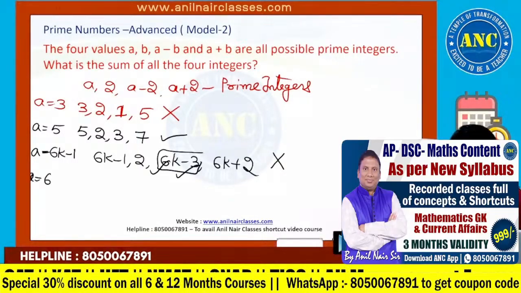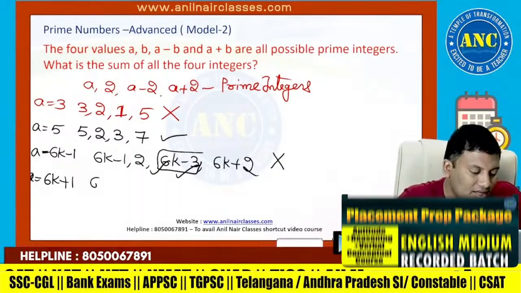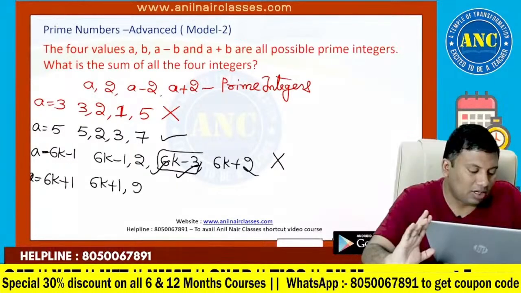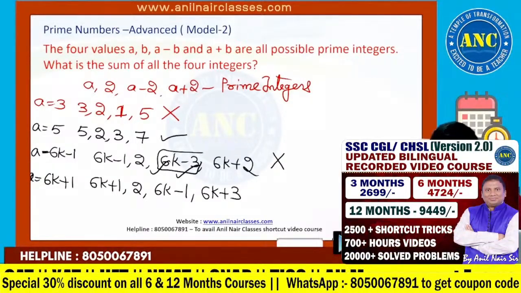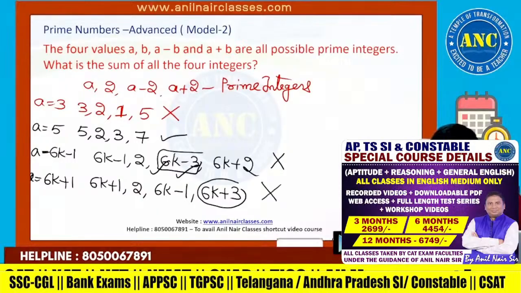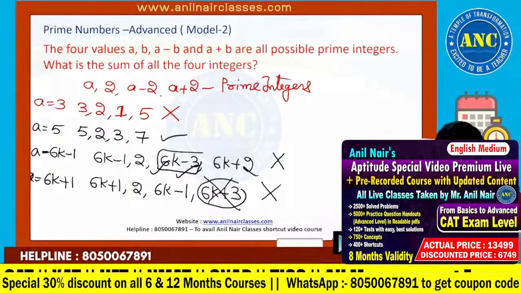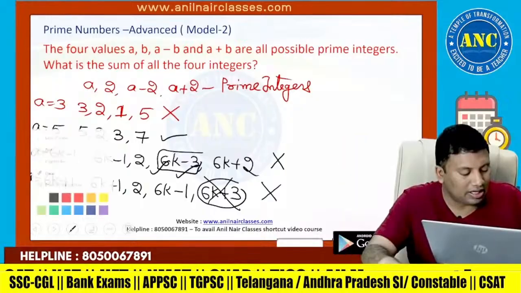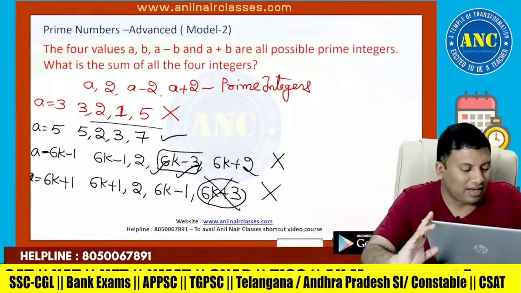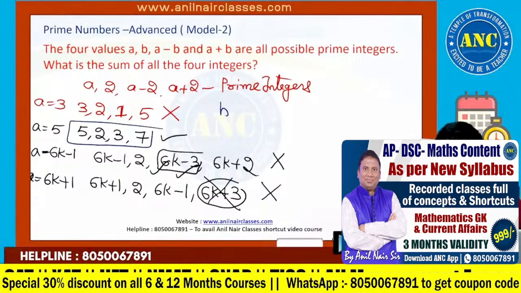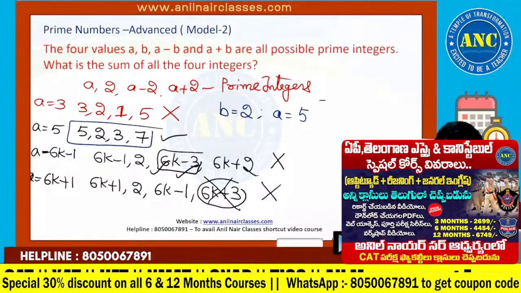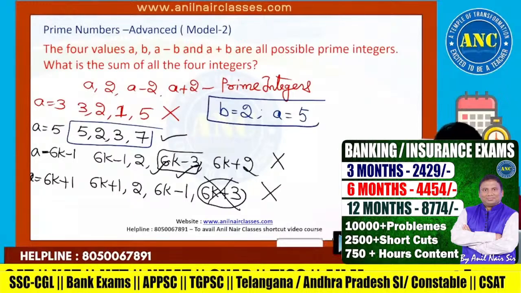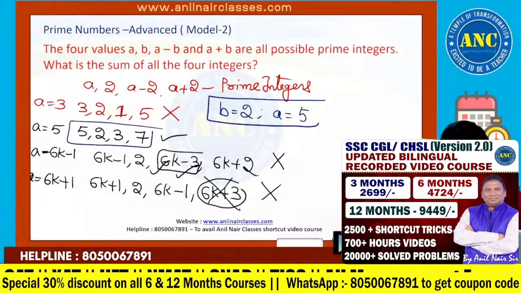Next one, another case: 6k plus 1, comma 2; 6k plus 1 minus 2, 6k minus 1; 6k plus 1 plus 2, 6k plus 3. 6k is divisible by 3, plus 3 is divisible by 3. Answer will be divisible by 3. So the only case which is possible is 5, 2, 3, 7. What is the B value? It is 2. What is the A value? It is nothing but 5. Only the value which will satisfy is B is 2, A is 5.